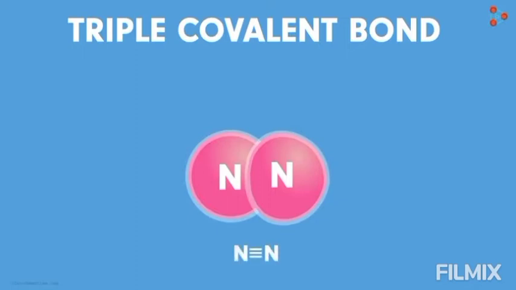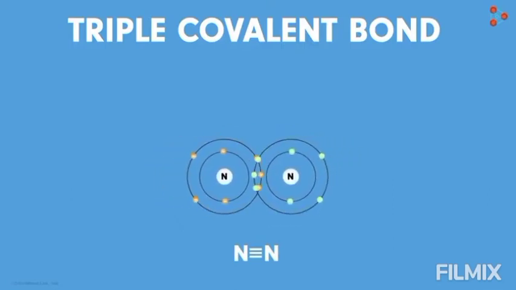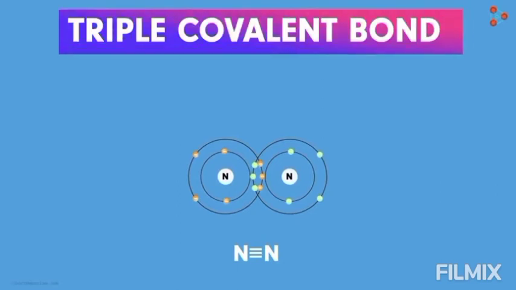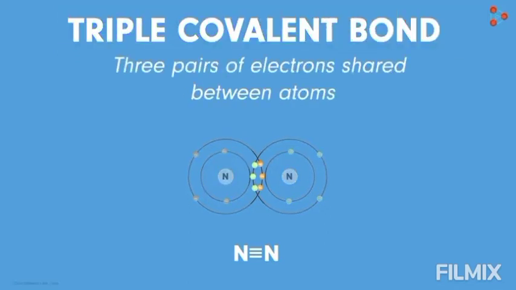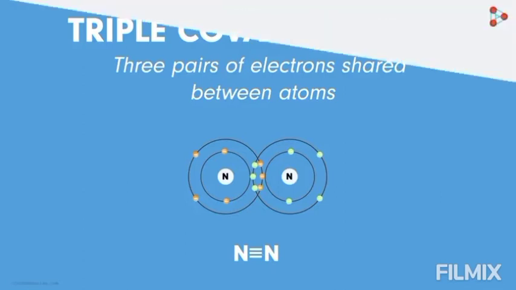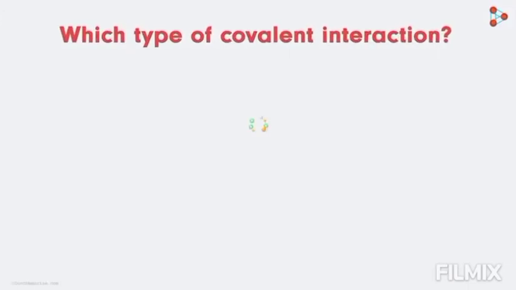We have always seen that nitrogen is represented by drawing 3 lines, because here you can see in the outermost shell 3 electrons are shared. When 3 electrons are shared, there is formation of 3 pairs of electrons, so it will become a triple covalent bond. The first nitrogen is donating 3 electrons and the second nitrogen is also donating 3 electrons.